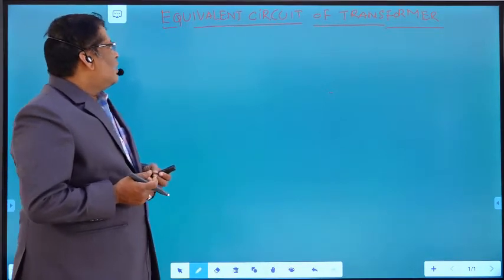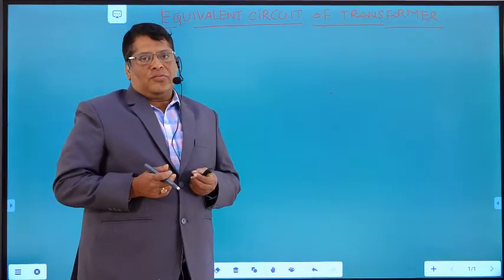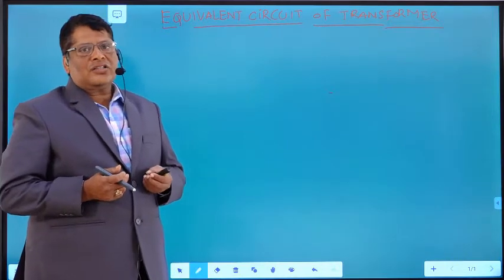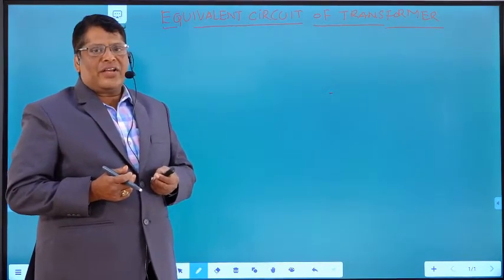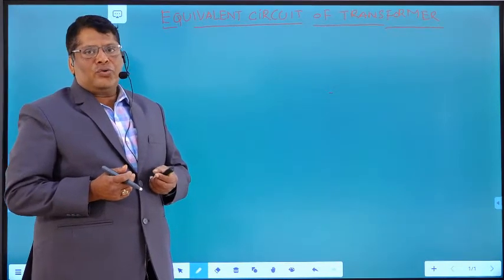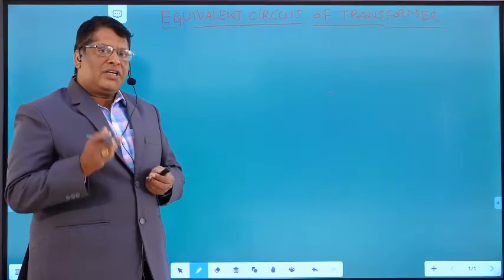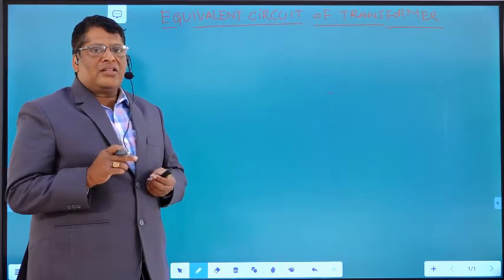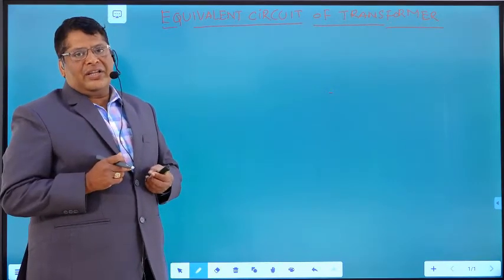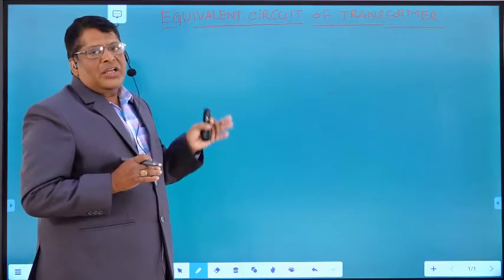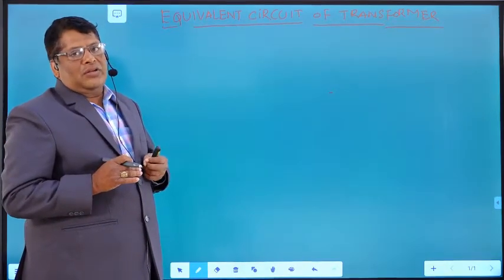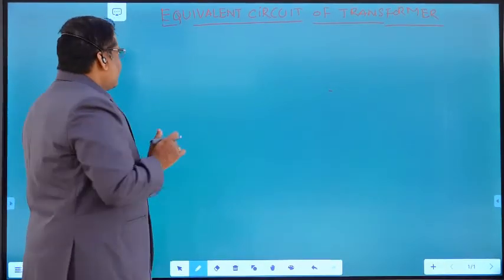Today's class is the equivalent circuit of a transformer. In the last class we developed the phasor diagram of the transformer. From the phasor diagram we got two equations, one related to the primary winding and another related to the secondary winding. From those equations we are going to develop the equivalent circuit of a transformer. So first we write the equations.